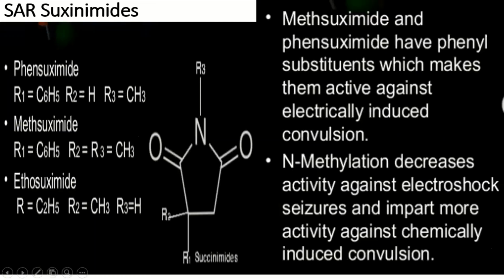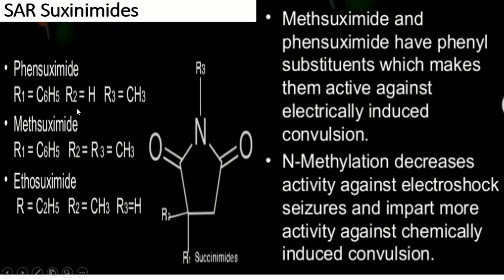Now the SAR of succinimides. So when you take succinimide, this is the structure of succinimide. You can see here the succinimide derivative. It is nothing but a saturated pyrrole ring, a pyrrolidine ring, which is present, or pyrrolidine dione.